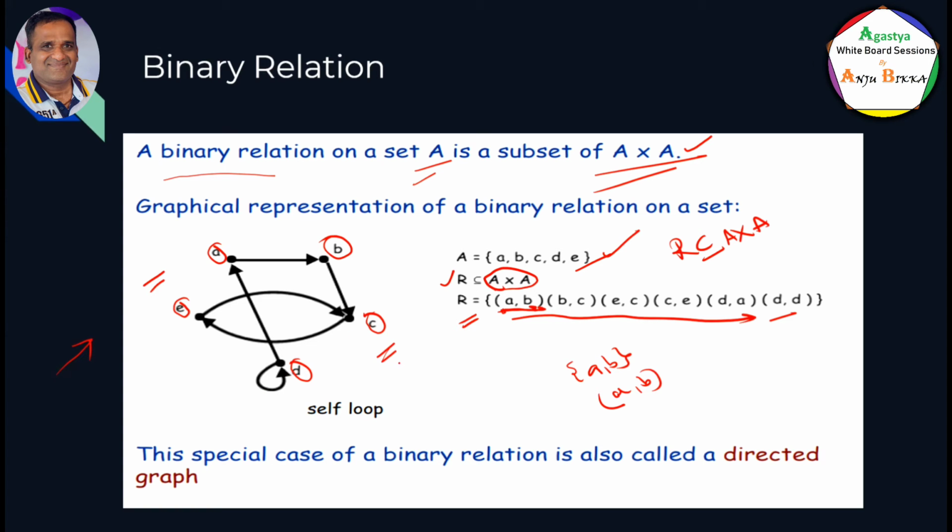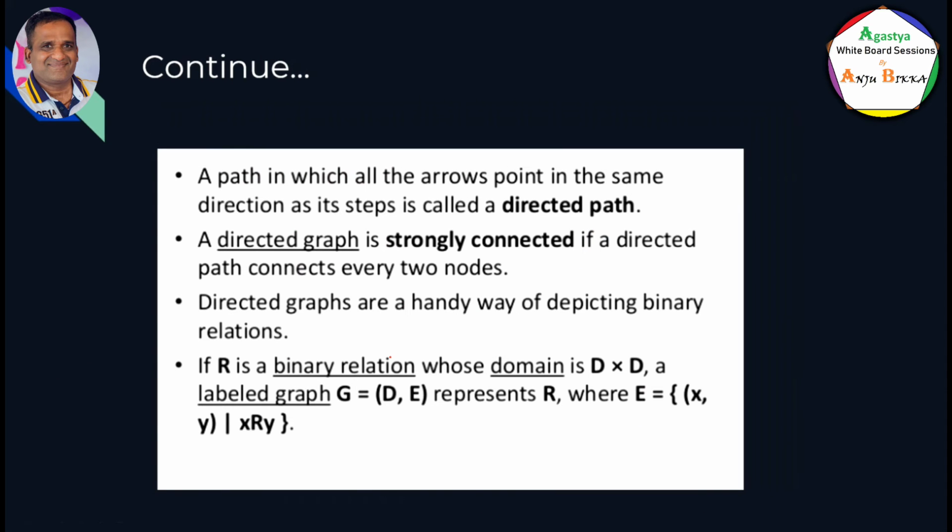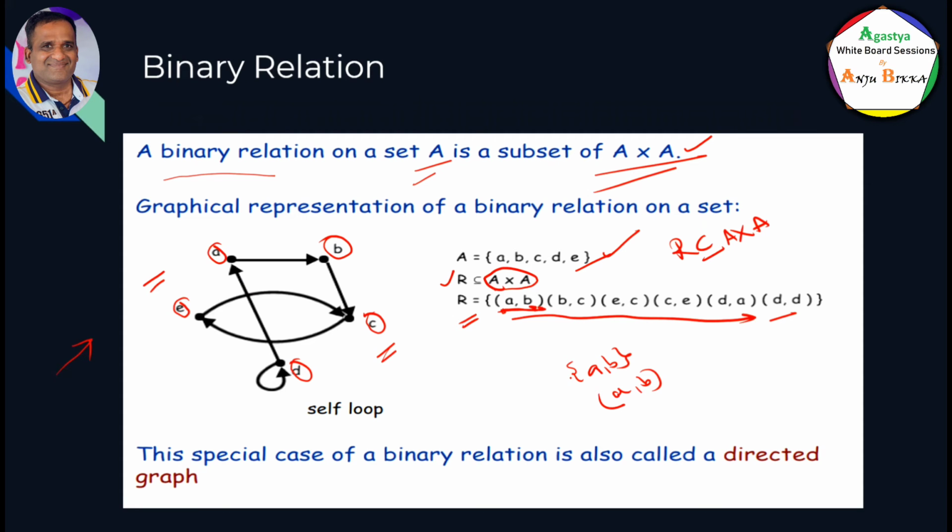So this is what we discussed here. If R is a binary relation whose domain is D and D, labeled with G equal to (D, E), then R is going to be represented as a directed graph, or we can use a binary relation to represent a directed graph. This is a special case of a binary relation, also called a directed graph.